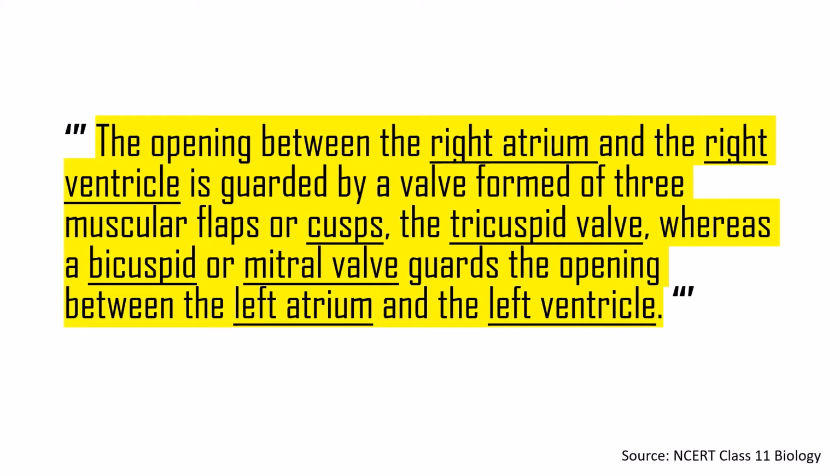Now, let me read out this text. The opening between the right atrium and the right ventricle is guarded by a valve formed of three muscular flaps or cusps. This is the tricuspid valve, whereas a bicuspid valve or the mitral valve guards the opening between the left atrium and the left ventricle.